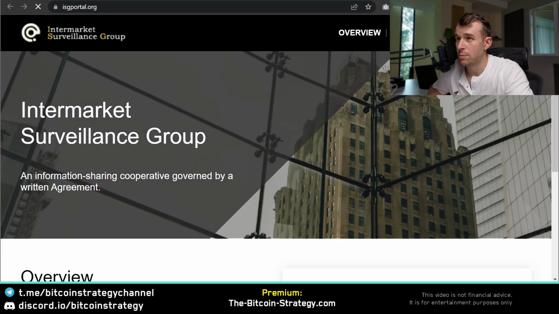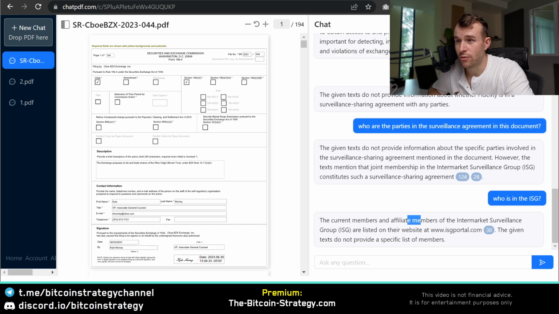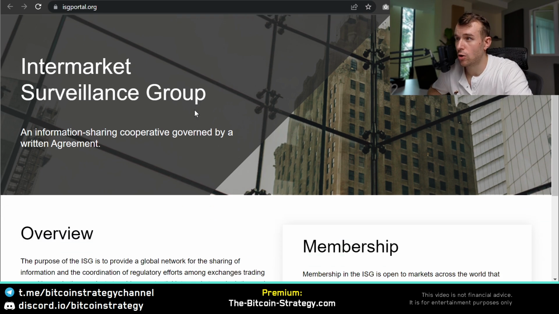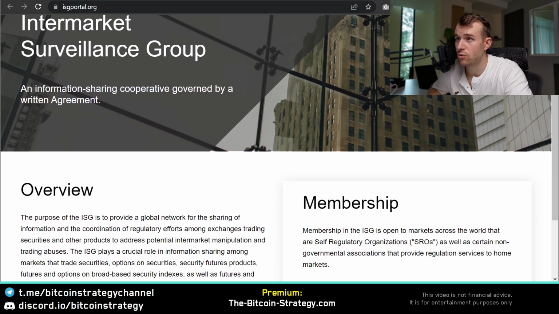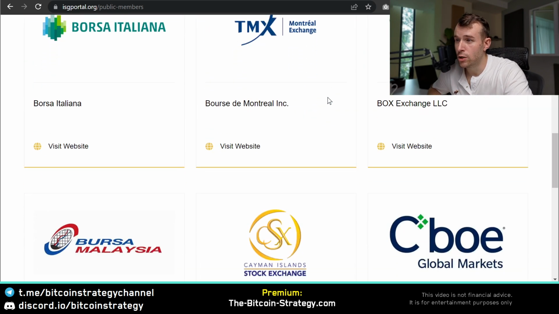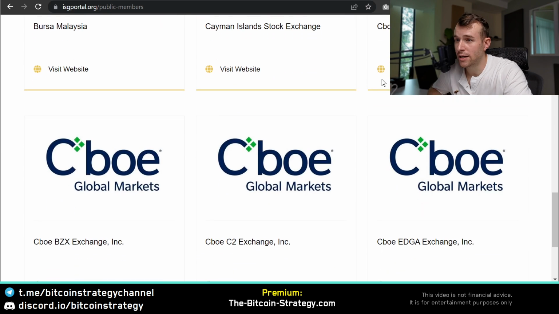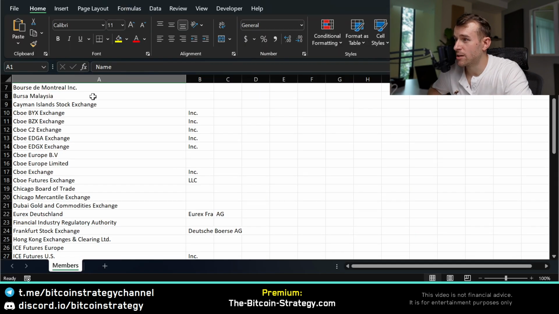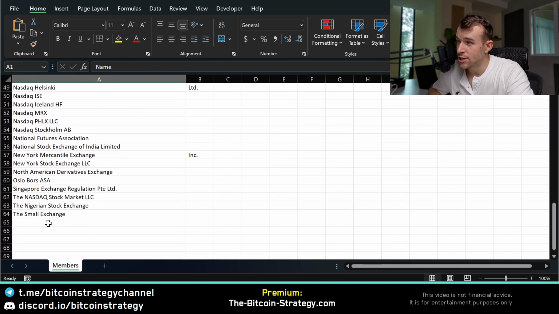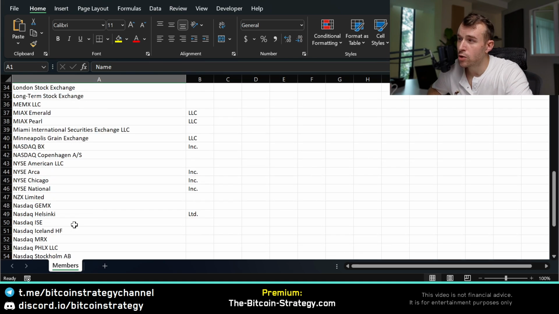It's on this website, again, extracted from this chat conversation. isgportal.org, Intermarket Surveillance Group with 68 active members. Basically the who is who of international stock markets. There's a separate Excel sheet to be downloaded on that website with all of those names. So those exchanges are sharing who is doing what kind of trades. Probably to detect things such as wash trading, artificial manipulation of prices.